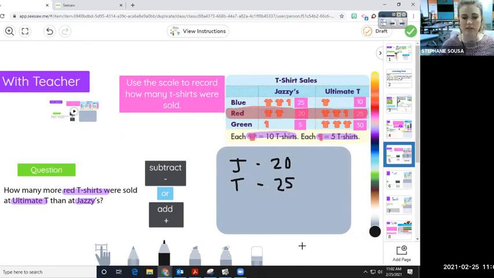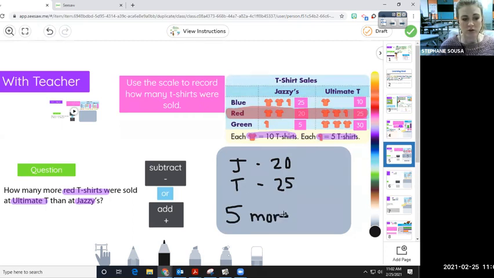I know that 25 is 5 more than 20, so I could add that up. 20, 21, 22, 23, 24, 25. I could also set it up as subtraction. 25 minus 20 equals 5. Either way, there were 5 more.